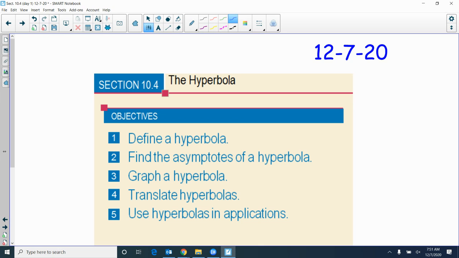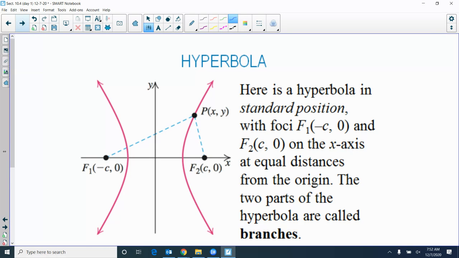Hey, this is the last part of chapter 10. It's called the hyperbola. We're going to define it, and this is probably the one you're least familiar with, least comfortable. You know what a circle looks like. You know what an ellipse looks like. You've dealt with parabolas for a long time. Hyperbolas, not so much.